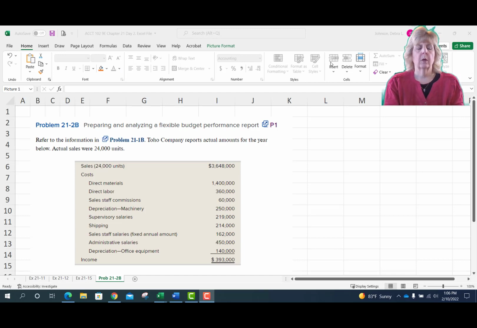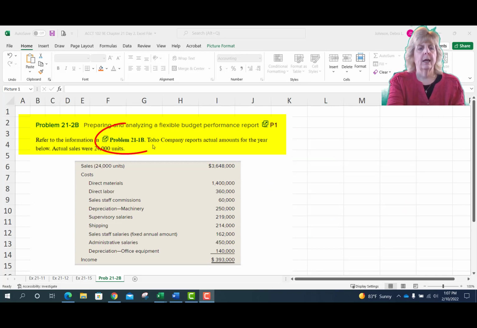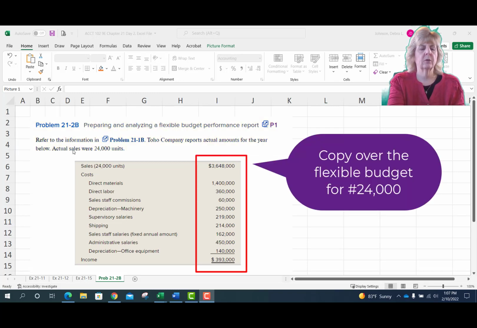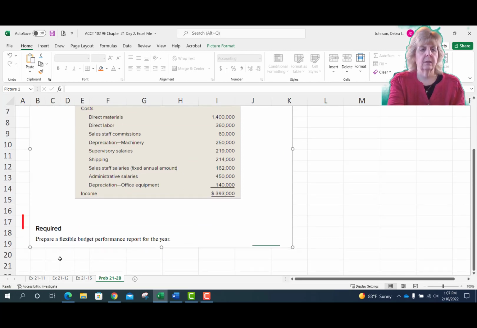The last problem that we'll work on together asks you to prepare and analyze a flexible budget performance report. We actually worked on a similar problem the last time we got together. On problem 21-1B, we completed a flexible budget for various levels of activity. This problem wants you to use the information from that problem and compare it to the actual results for the 24,000 units of sales. If we scroll down, we'll see that is the requirement.